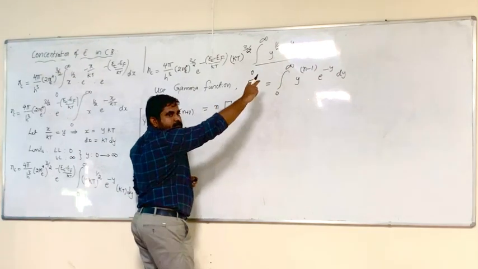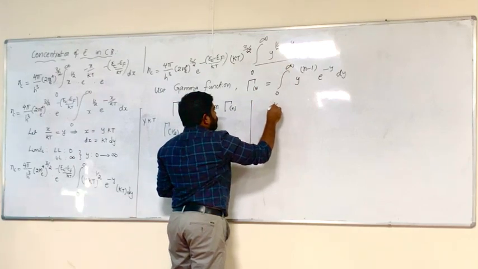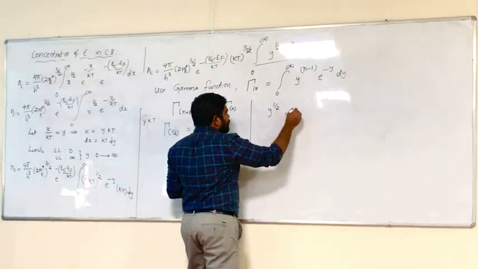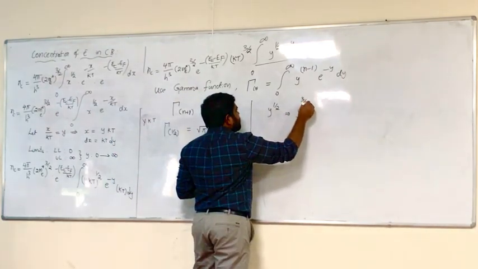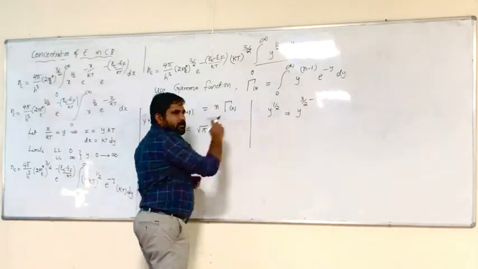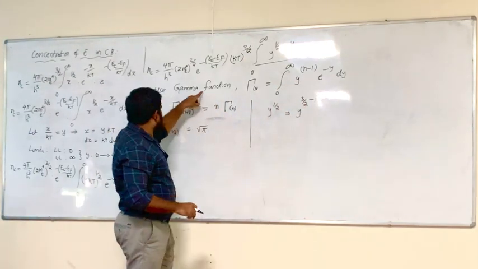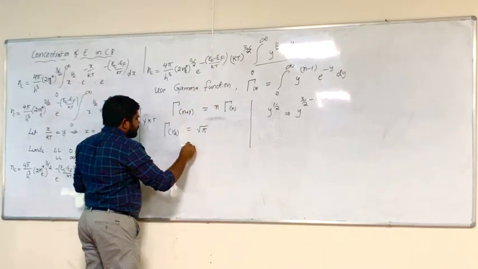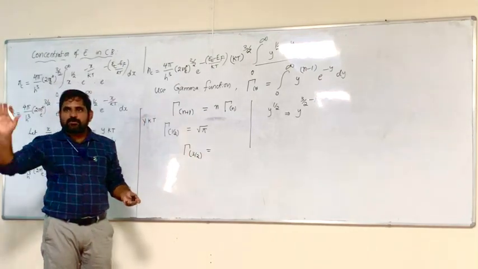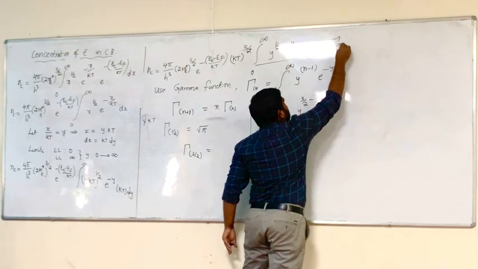Look at our function. You have y power 1 by 2. But you need to have it in the form of y power n minus 1. If only you have y power 3 by 2 minus 1, what it becomes? 3 by 2 minus 1 is 1 by 2, y power 1 by 2. So your n is actually 3 by 2. So if you apply gamma function, you have gamma 3 by 2. What is the value of gamma 3 by 2? You should know. That's all.